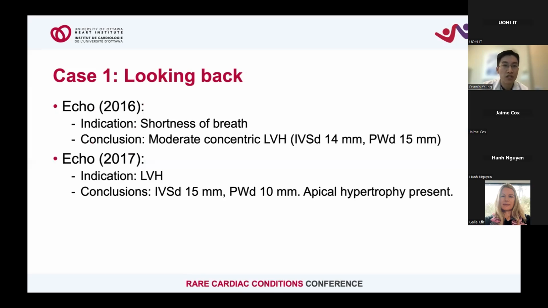But he actually had echocardiograms even further back in 2016 and 2017 for indications of shortness of breath and LVH on ECG pattern that demonstrated moderate concentric pattern left ventricular hypertrophy with LV wall thickness up to 15 millimeters. Again, a possible clue that there could be something else going on. And on the echo from 2017, there was also a mention of apical hypertrophy, which again suggests an underlying cardiomyopathy.